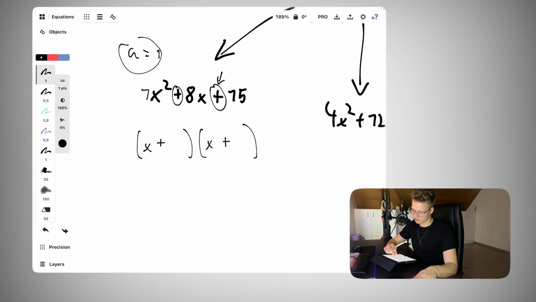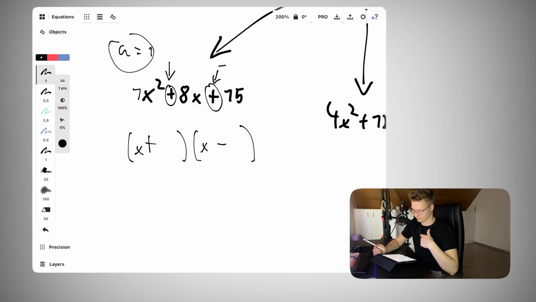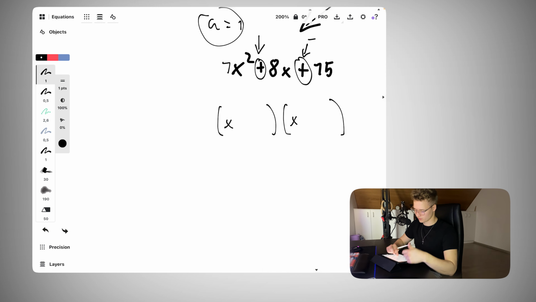So if both of them are positive, then, well, if the first sign here is positive, then both of them are going to be positive, and if it's negative, both of them are going to be negative. If we have a minus sign here, then one of the terms here is going to have a plus and the other is going to have a minus. So these are the rules.